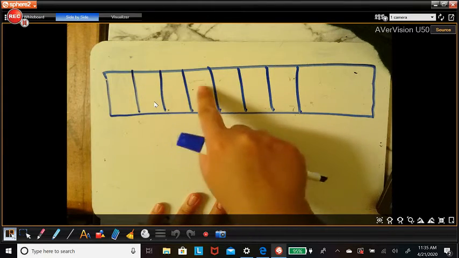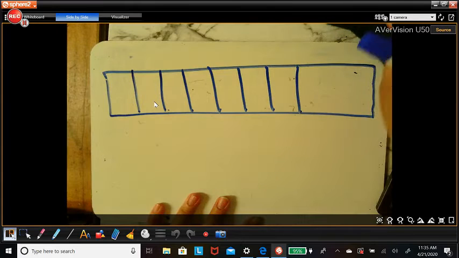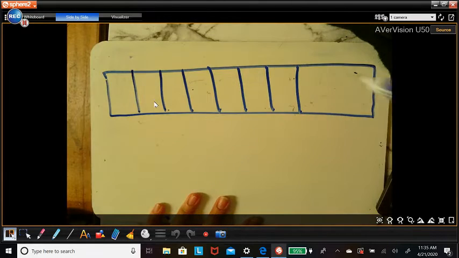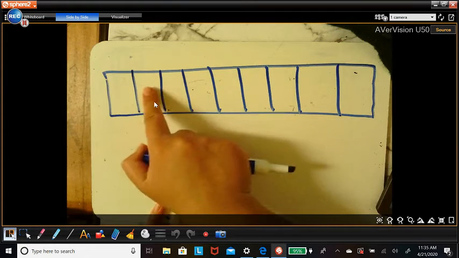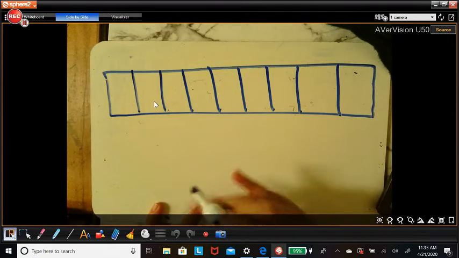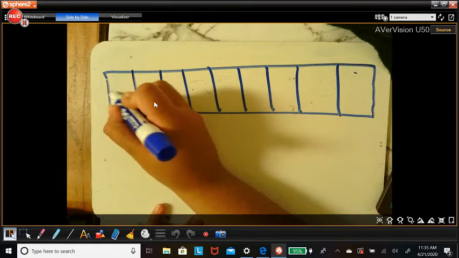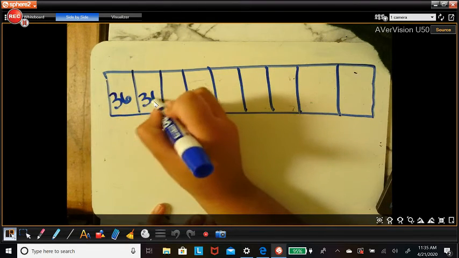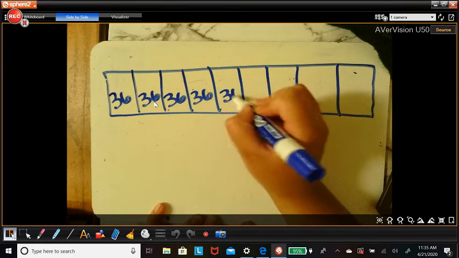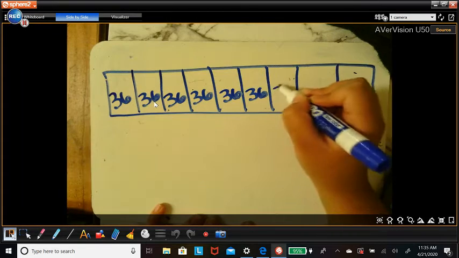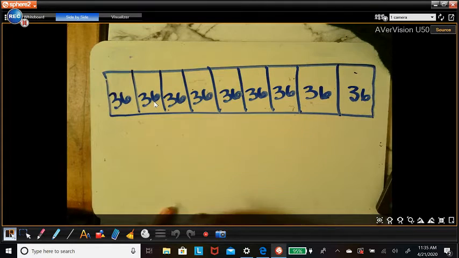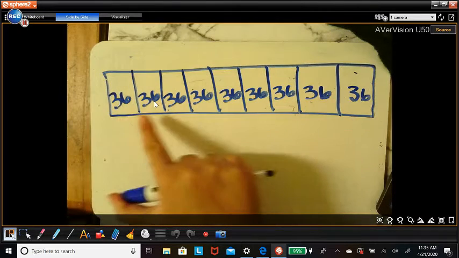1, 2, 3, 4, 5, 6, 7, 8. That should give me 9. 1, 2, 3, 4, 5, 6, 7, 8, 9. And it said he put 36 in each one. So make sure you're also drawing out your tape diagram. And you can do this on a separate piece of paper. There we go. So now I have 36, 36.